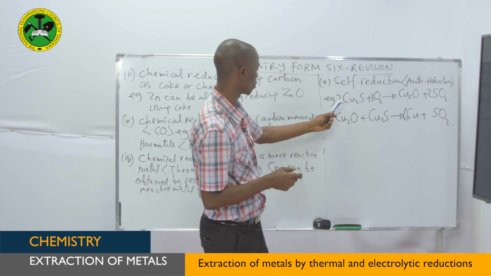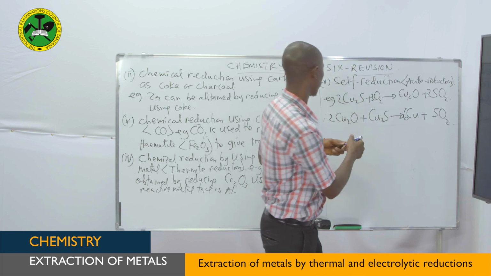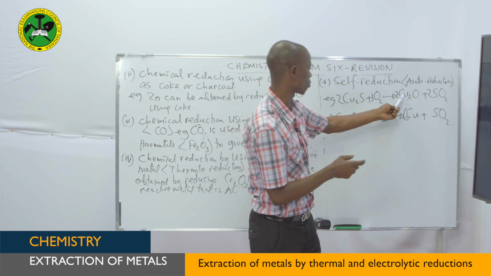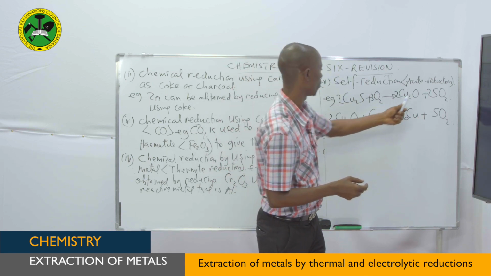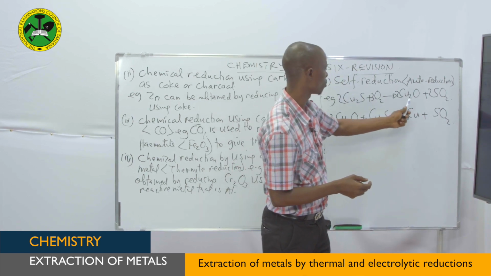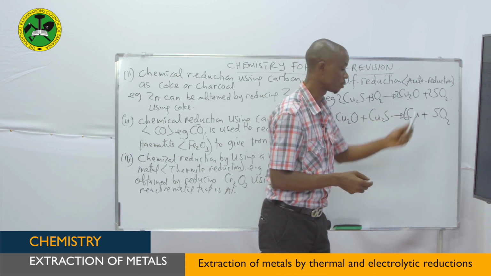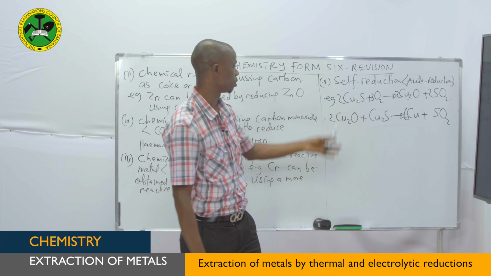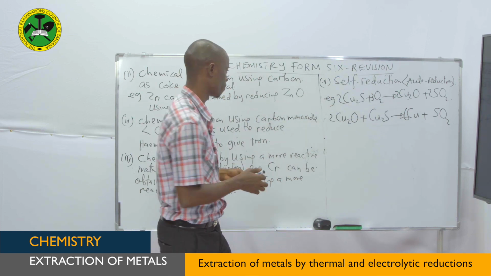When you balance this equation, you're going to have 4 copper, and on this side you are going to have also 4 copper. For sulfur, we're going to have 2 sulfur and 2 sulfur. Oxygen, we're going to have 6, and here also 2 times 2 gives 4, and this one gives 6. So this is auto-reduction. It is used to reduce the sulfide ores.